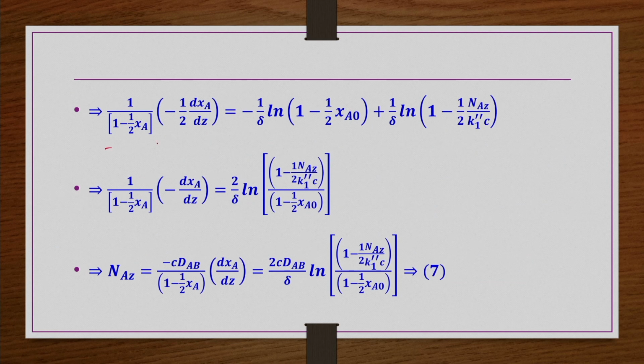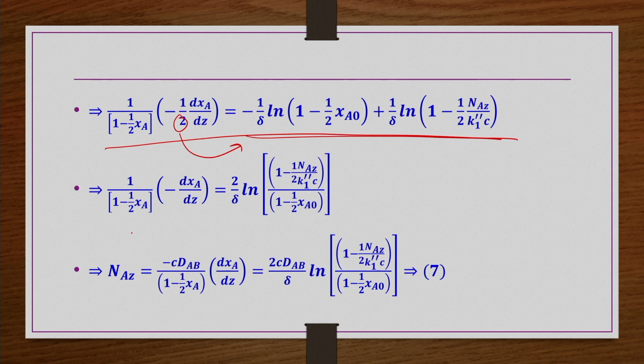So, the same equation is written here again, and then what we have done? We combined these two terms after taking these 2 also to the right hand side. So, 2 by delta we are having an ln of 1 minus 1 by 2 NaZ k1 double prime c divided by 1 minus 1 by 2 x a naught, right.